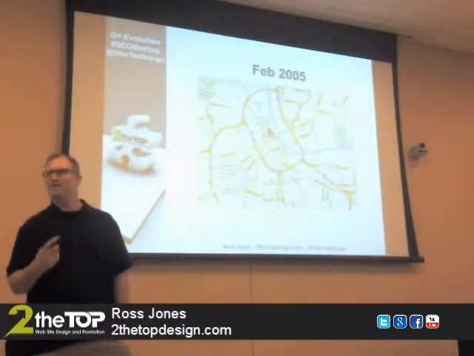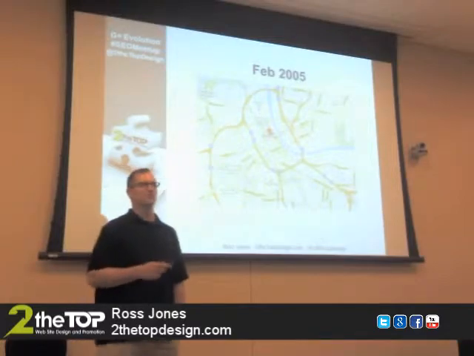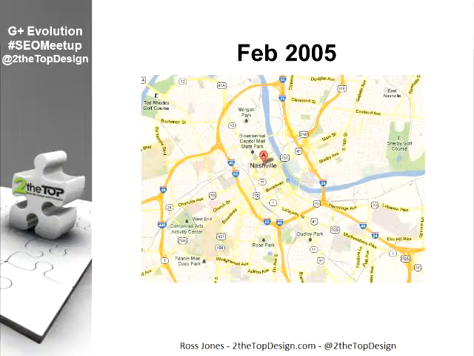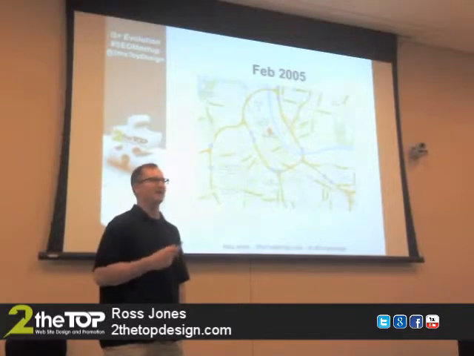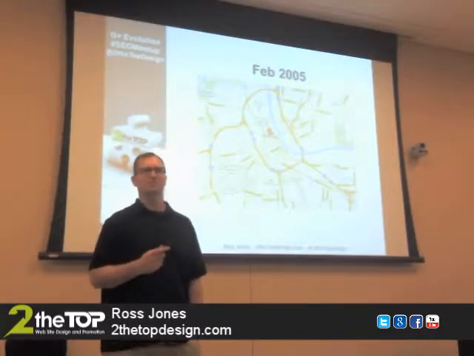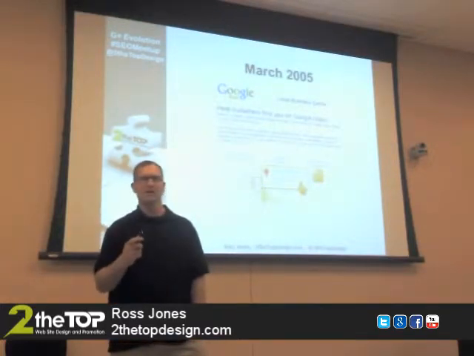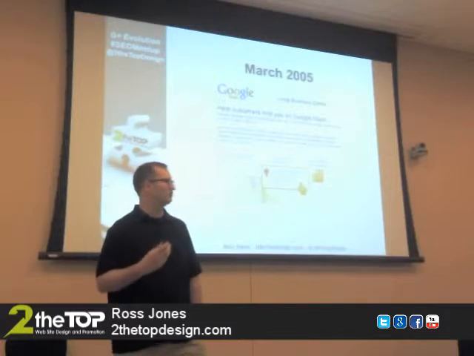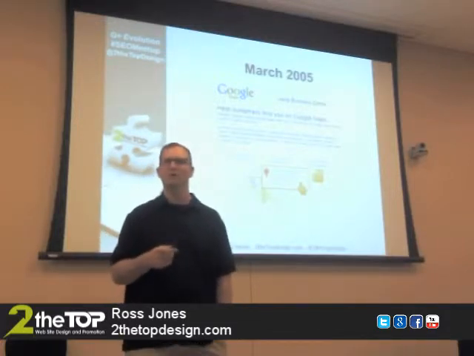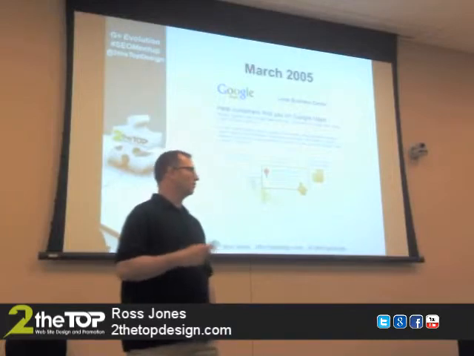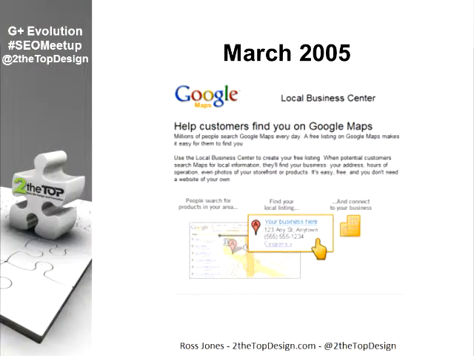The next big thing in the evolution came along when Google introduced Google Maps in 2005. The look and feel of Google Maps has not changed dramatically in that time, but they have added a tremendous amount of capabilities and features since that point. Right after that, in March of 2005, Google released what they called the Local Business Center. If you have a business, they encouraged you to go to the Local Business Center and claim your listing.